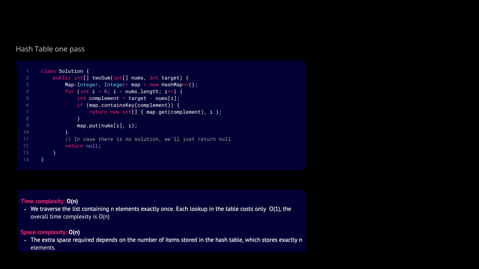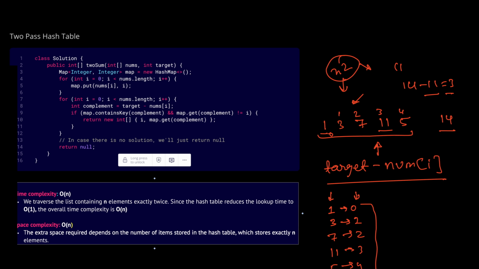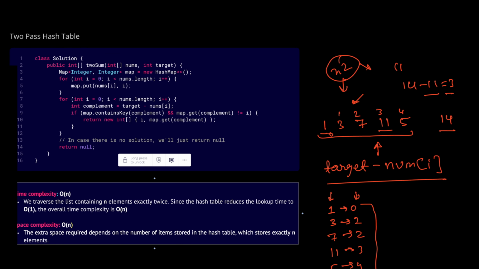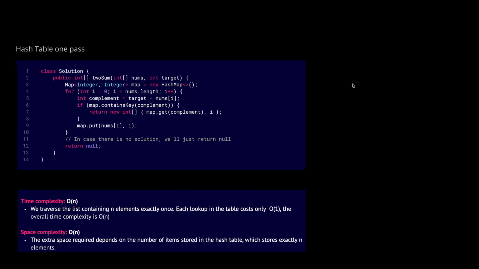Let's talk about whether we can optimize this solution again. Here we were doing two passes: one pass to store all the elements, and a second pass to check whether the complement element is present in the hash map or not. I think we can do one more optimization. Let's take an example: 1, 3, 7, 11 and 5, and what we are looking for is 14.